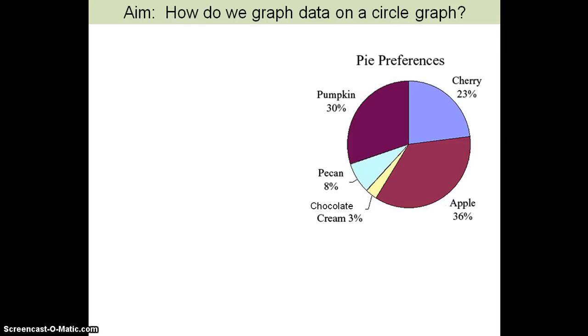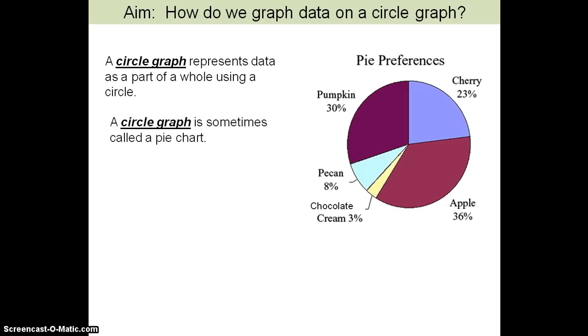This is Mrs. Tolson, and I'm going to review with you how to make a circle graph using a protractor. Before we can begin, we need to review some vocabulary. So please remember that a circle graph represents data as a part of a whole using a circle. A circle graph is sometimes referred to as a pie chart, but the correct terminology is that it is a circle graph.